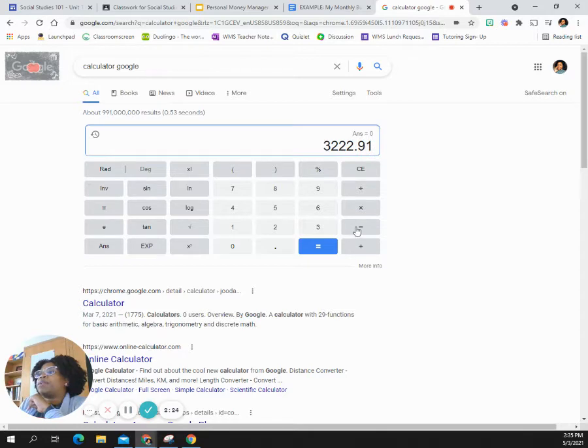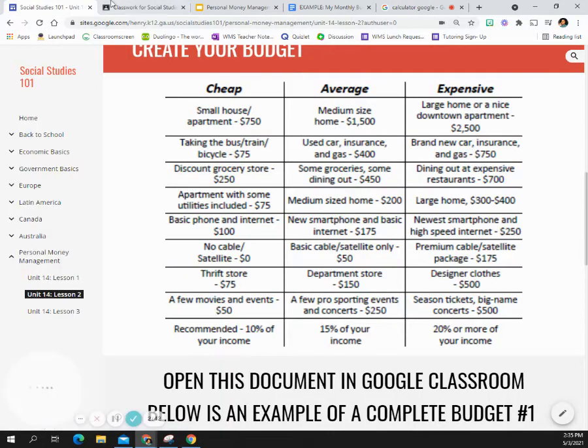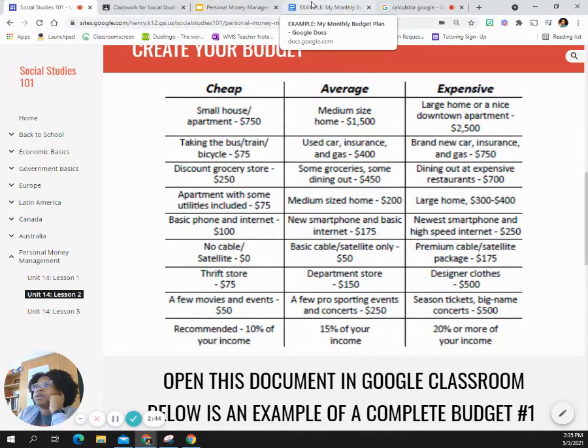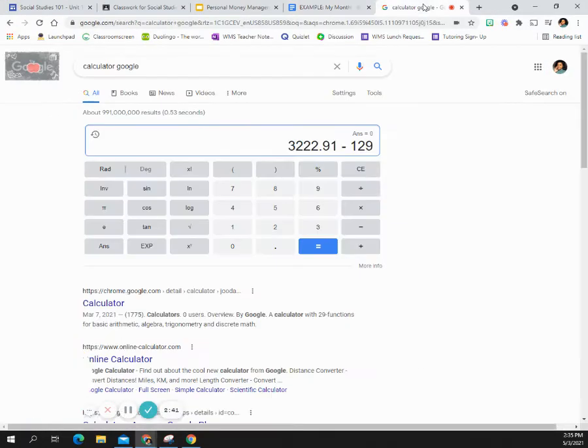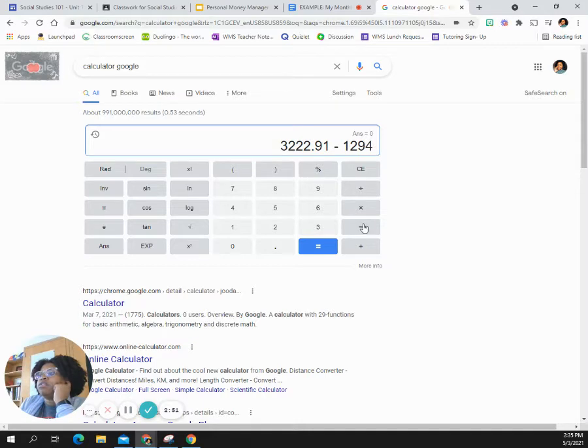And what I'm going to do is start subtracting some things that I kept the same. So for instance, my housing was $1,290. Oh, sorry. Let me go back to my budget. And $94. So right there, that's my new total.